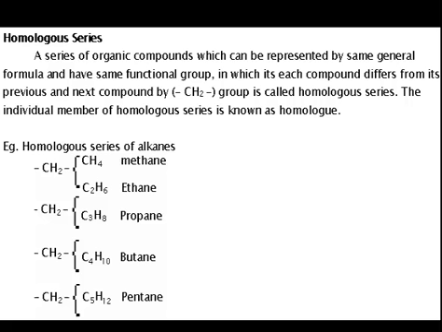Homologous series. A series of organic compounds which can be represented by the same general formula and have the same functional group, in which each compound differs from its previous and next compound by a CH2 group, is called a homologous series. The individual member of a homologous series is known as a homologue. Example: homologous series of alkanes: methane, ethane, propane, butane and pentane.